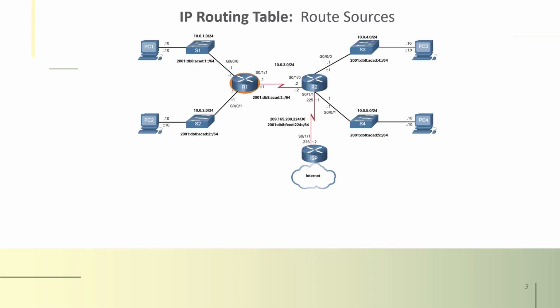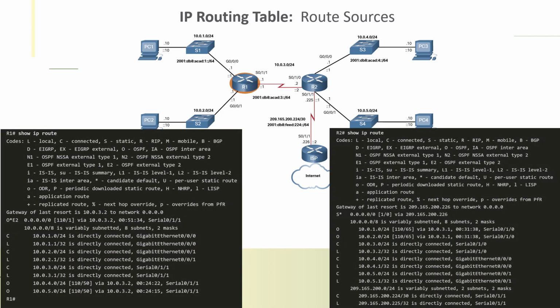Here in this figure, we have router 1 and router 2 that are configured, and they are using the dynamic routing protocol Open Shortest Path First to share routing information. In addition, router 2 is configured with a default static route to the internet service provider. If we use the show ip route command for both of those routers, we will be able to see the routing table of each of them.